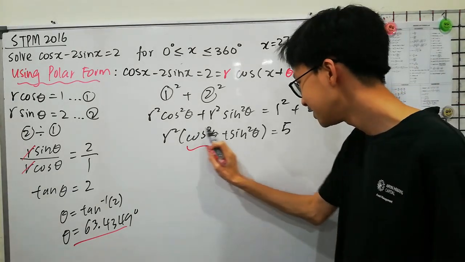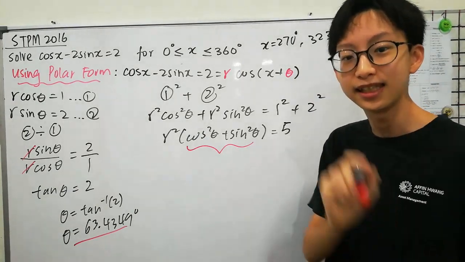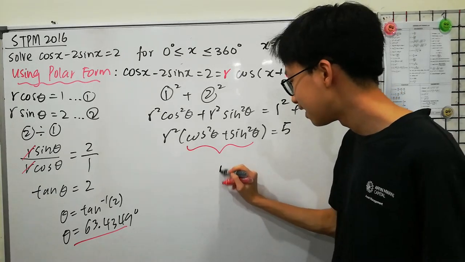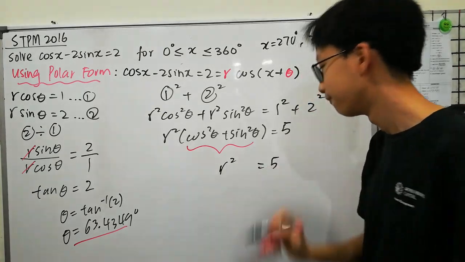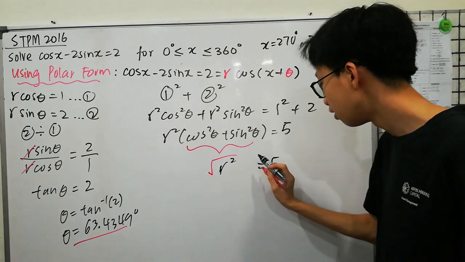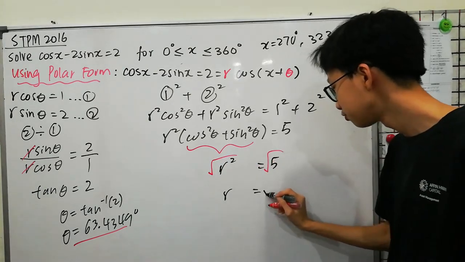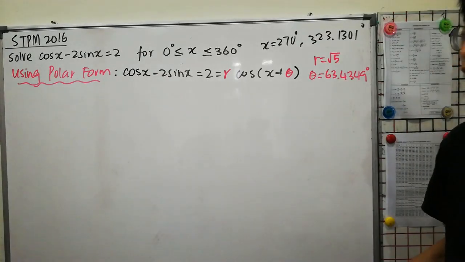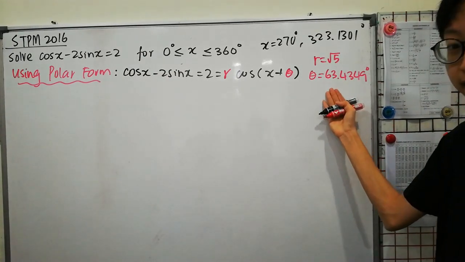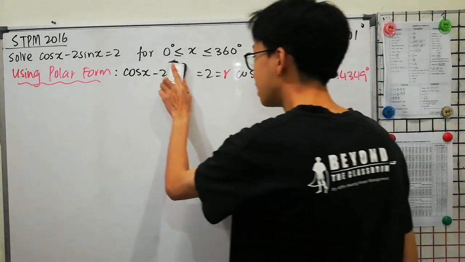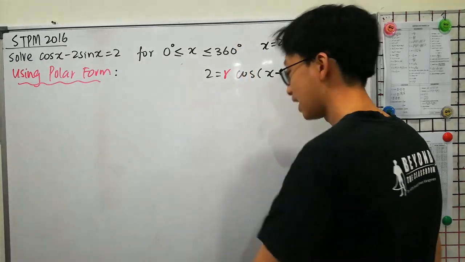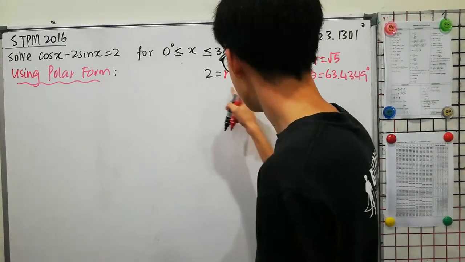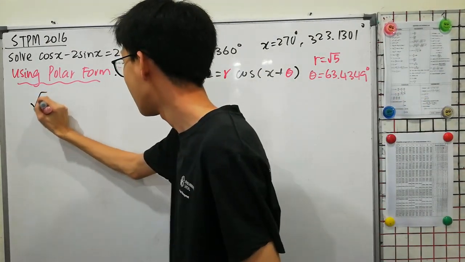You see, this part here is the basic identity, which is 1. 1 times r squared is r squared equals 5. So, take the square root on both sides, we have r equals square root of 5. Now we have all the information that we need. So, we can say goodbye, my friend. And we solve for this part. Let me write it down for you. r is square root of 5.